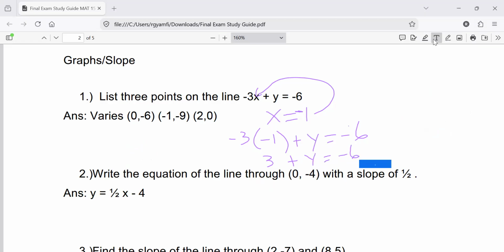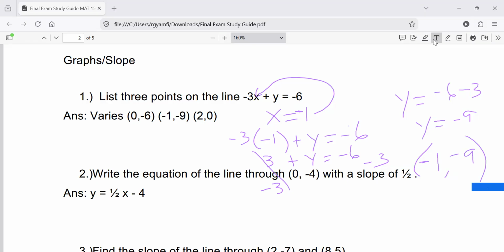And now I'm trying to solve for y, so I'm going to subtract 3 on the left, subtract 3 on the right. So y equals negative 6 minus 3, which gives me negative 9. So when x is negative 1, y is negative 9. So you could keep going depending on the number of points you want. If you need 10 points, just choose any x value and it's going to give you the corresponding y value so that you have the x and y coordinates or x and y values to get your point on the line.